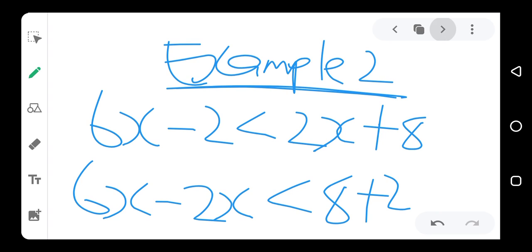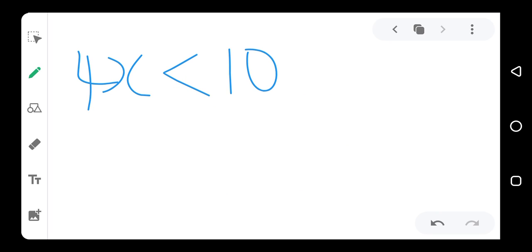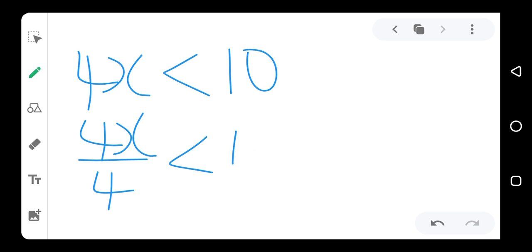6x minus 2x is equal to 4x. 8 plus 2 is equal to 10. Now here, we want to make x stand alone. We divide by 4. The 4 does not have a negative. Therefore, we are not changing the sign. 4x divided by 4, we have x.